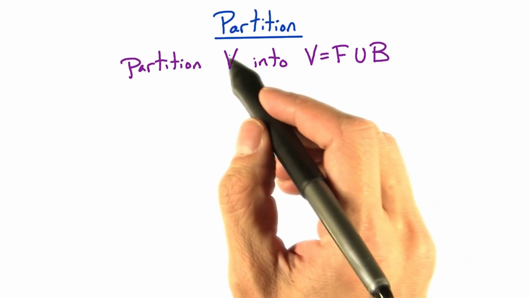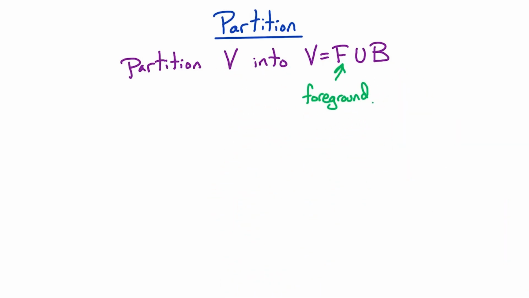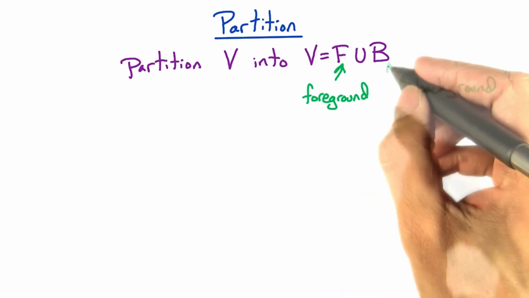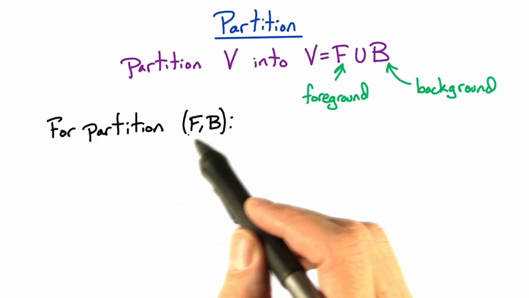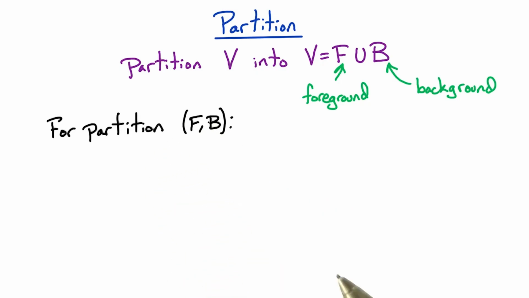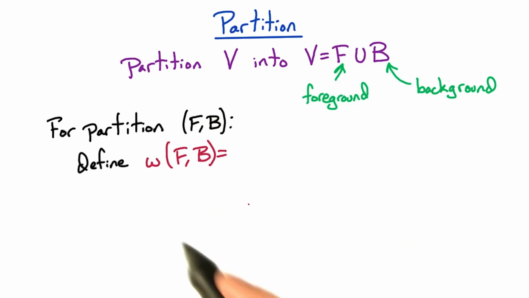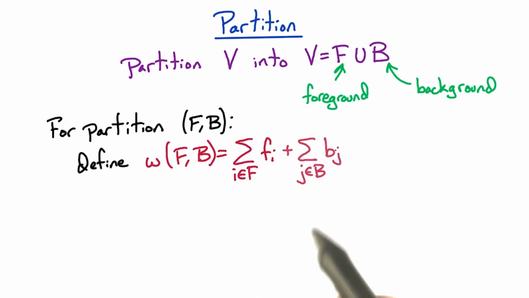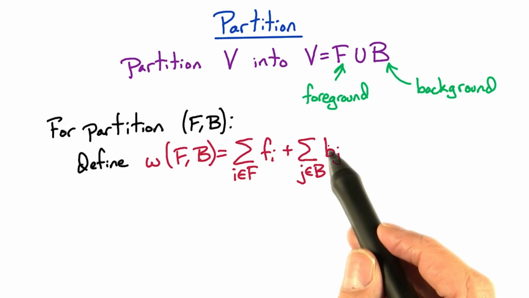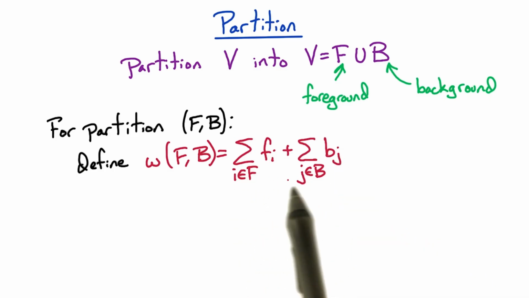Our goal is to partition the vertices or pixels into 2 sets, F and B. F will correspond to the foreground pixels, and capital B will be the pixels that we assign to the background. Now for a particular partition, F, B, we need some score or weight to measure the likelihood of this partition. Thus we define the weight of this partition as the following. For each pixel assigned to the foreground, we get Fi. For each pixel assigned to the background, we get Bj. I've used different indices for these 2 sets to avoid some confusion.